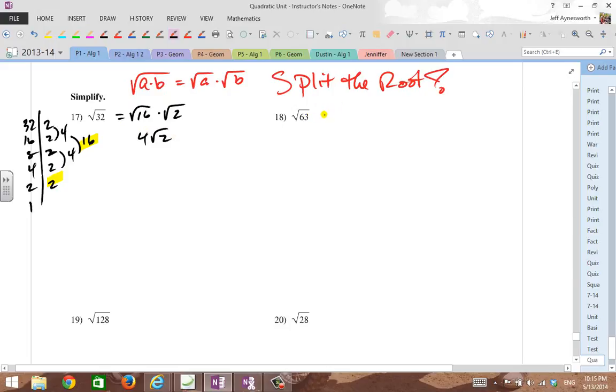Now on this one here, we know that 9 times 7 is 63, so this one's even easier. All right, the square root of 9 is 3, so we get 3 root 7 here.